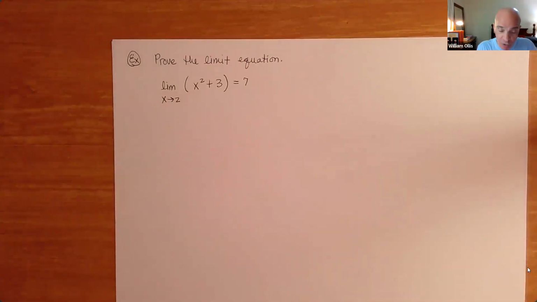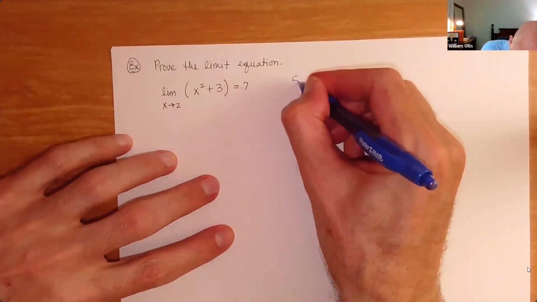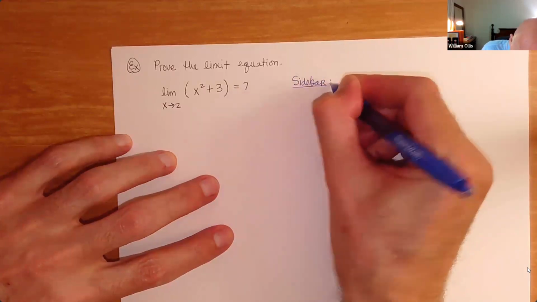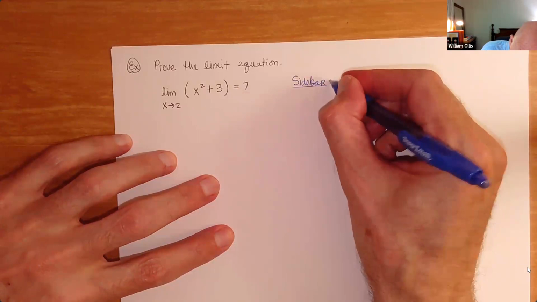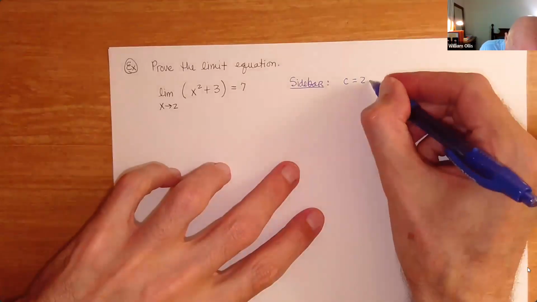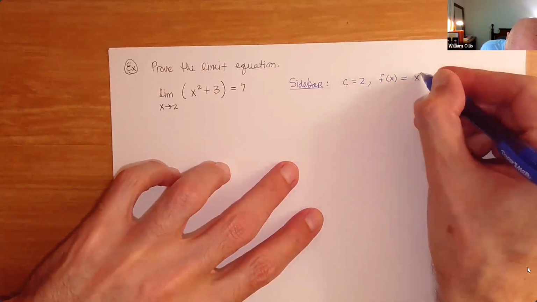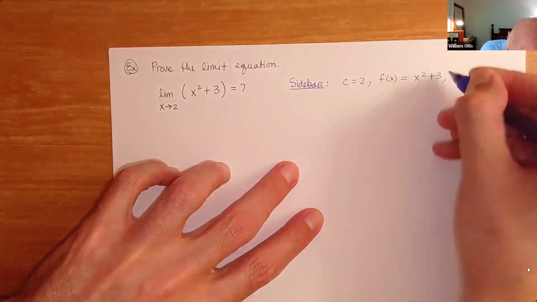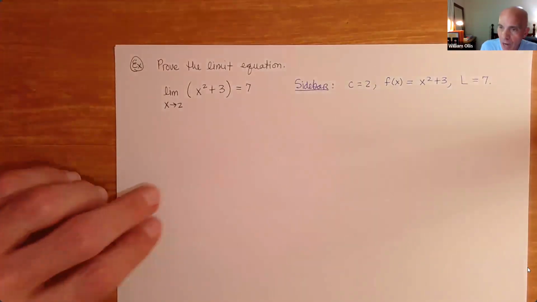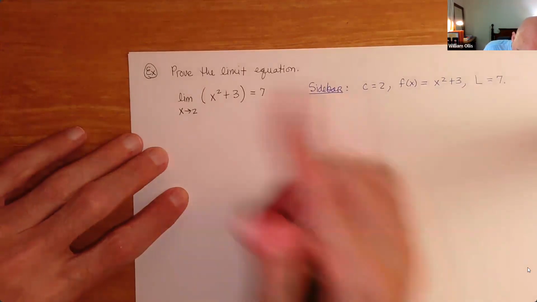So now let's do the same thing. Notice, we'll go ahead and do the sidebar. C equals 2. F of x equals x squared plus 3. And the limit is 7. So these are all the parameters that we need when we do our calculations. So let's do our proof.